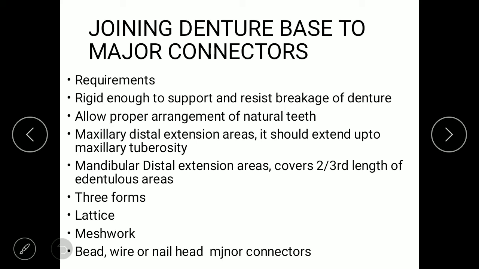First one is it should be rigid enough to support and resist breakage of denture. It should allow proper arrangement of natural teeth. There are 2 distal extension areas involved here. First one is maxillary and the next one is mandibular. In maxillary distal extension area, it should cover the 2/3 length of the edentulous area. There are 3 forms involved here: lattice, meshwork, bead wire or nail-aid minor connectors.